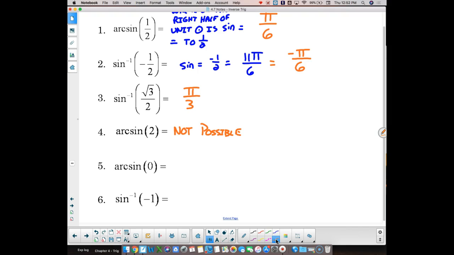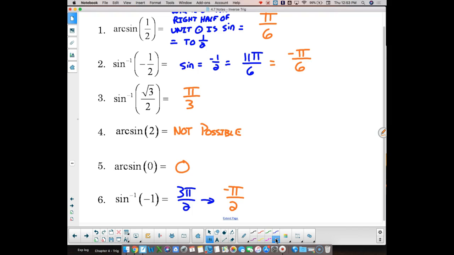Right half of the unit circle, where is sine equal to 0? At 0. Right half of the unit circle, where is sine equal to -1? I'm thinking 3 pi over 2, right? But 3 pi over 2 doesn't fall in my range. So that becomes -pi over 2.